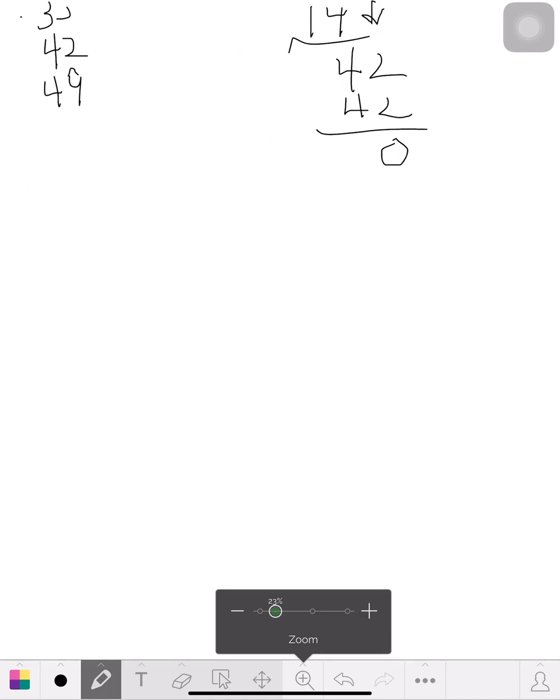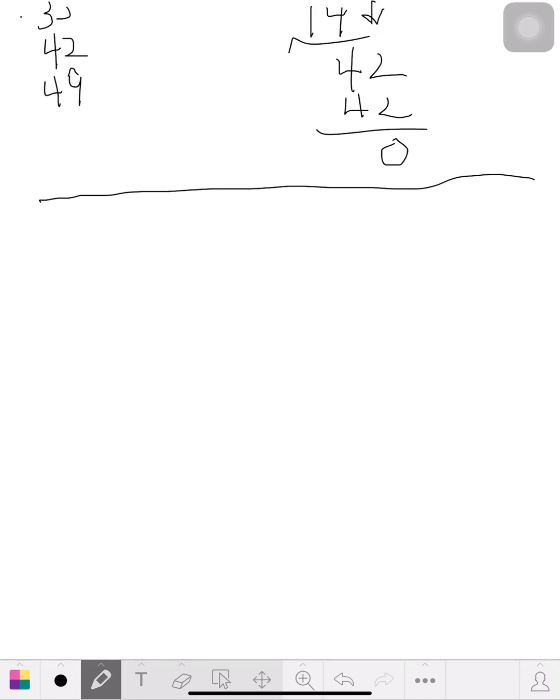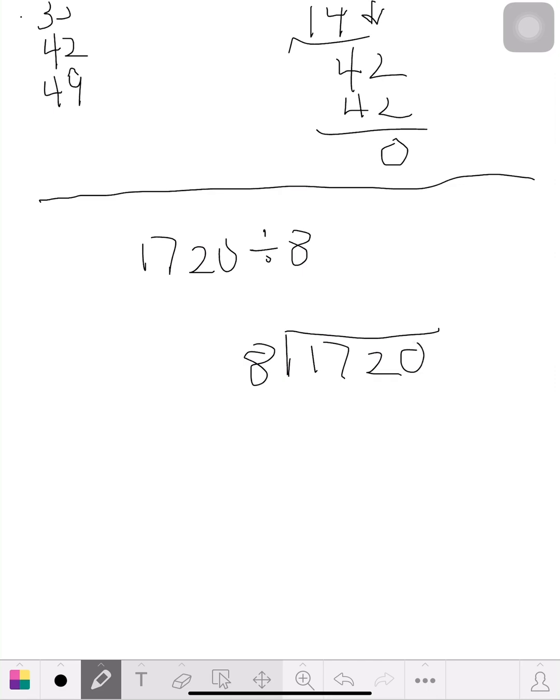Here, let's do another one. So I'm going to draw a line underneath it to separate them. Okay, the next problem is 1720 divided by 8. I'd rewrite it. So I got 8, 1720. Now on my side, I'm saying, I don't have the 8s down. I'll just start doing this. 8. The next one would be 16. You just add 8 to 8, 16. Next one's 24. 8 plus 24, 32.